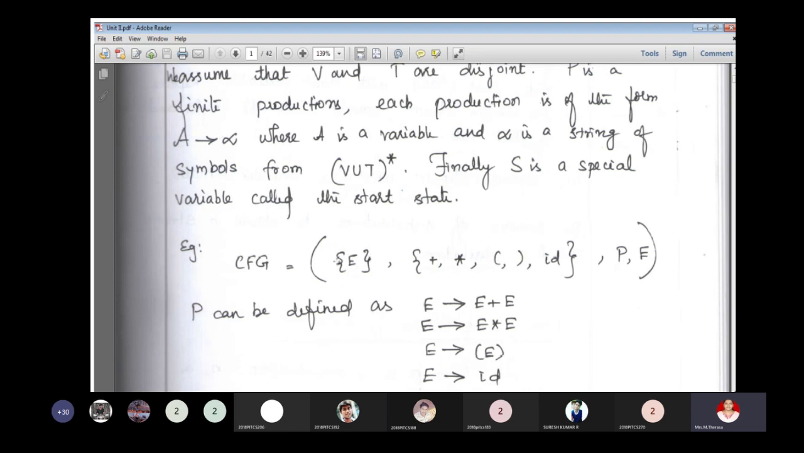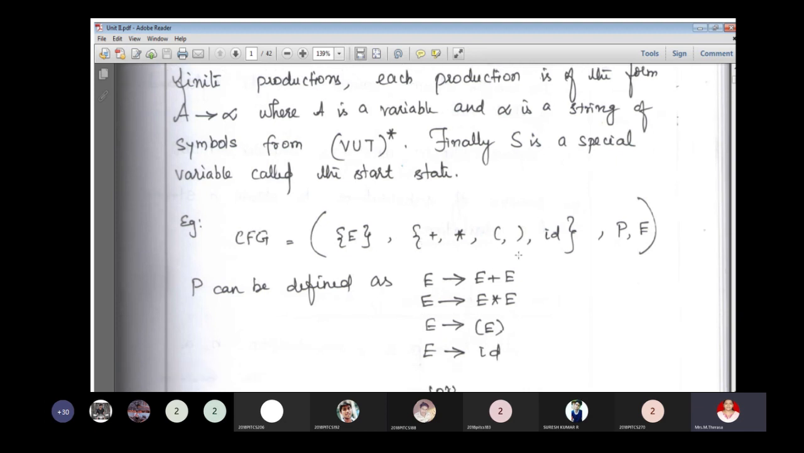V, T, P, S, where V is going to have only one symbol, capital E. We have to know that variables are always represented with capital letters. And the terminals are, other than the capital letters, what are the symbols available? Lowercase letters and special characters can be used for representing the terminals. So here the set of variables is E and the set of terminals is plus, star, open parenthesis, close parenthesis, ID. Then the set of production rules is capital P. So here you have production rules like E tends to E plus E, E tends to E star E, E tends to open bracket E close bracket, E tends to ID.